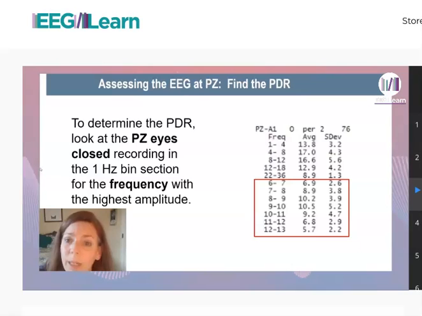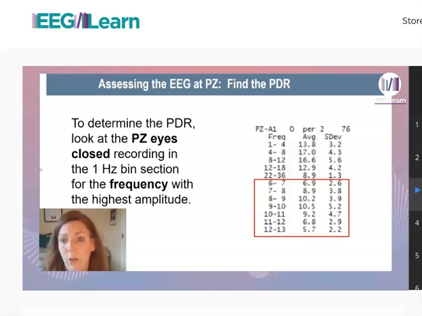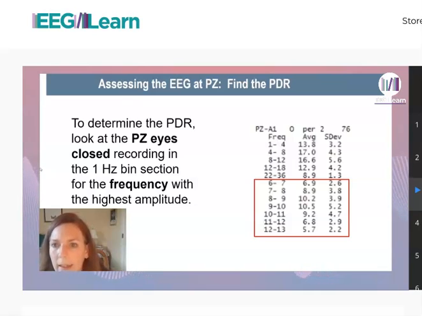But anyway, to find the PDR, you look for the frequency that has the highest amplitude. But since we're looking for peak alpha frequency, their PDR is actually the speed, not the amplitude. The amplitude just helps us identify what their idling speed is. So in this example, when we look at the amplitudes in the 1 hertz bin section, 8 to 9 and 9 to 10 are clearly the highest. They're higher than the other ones.